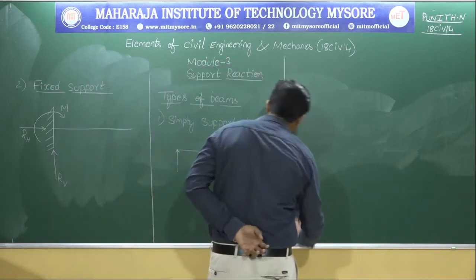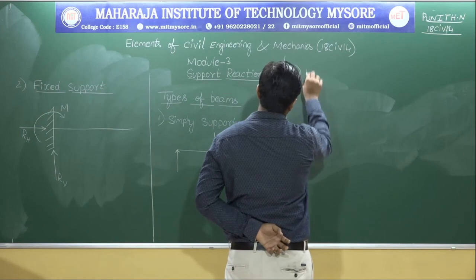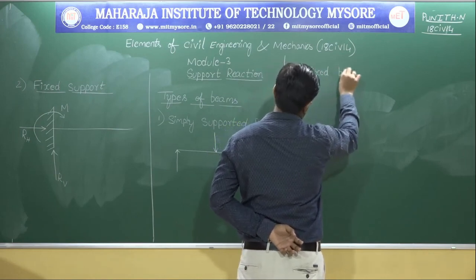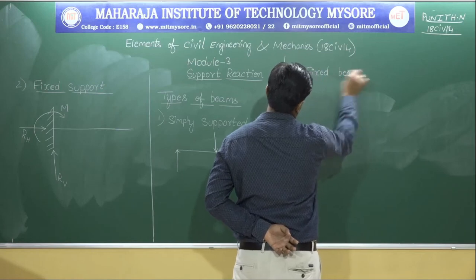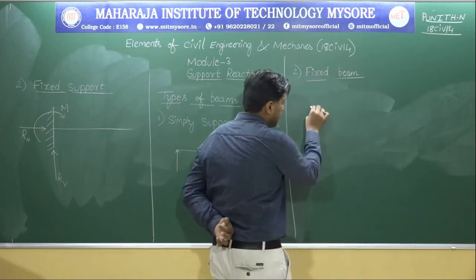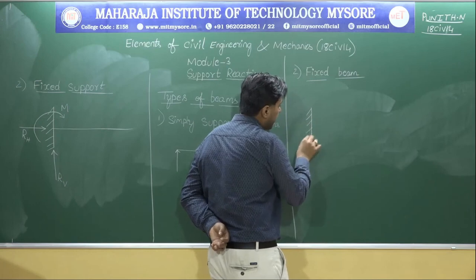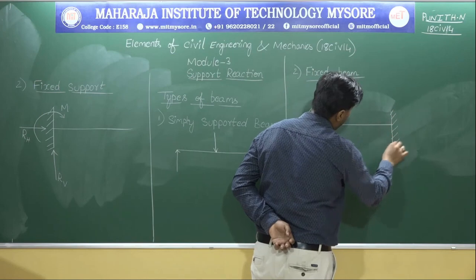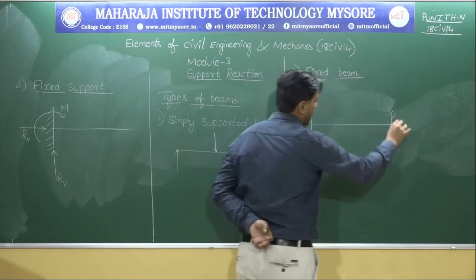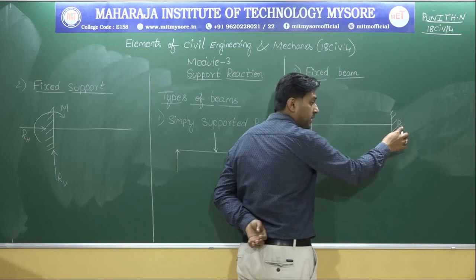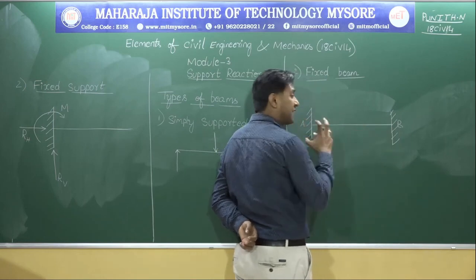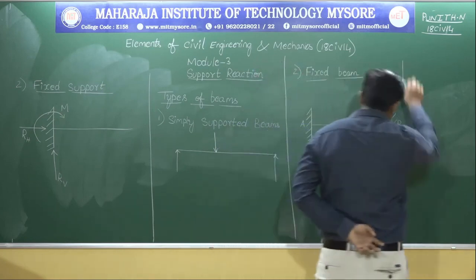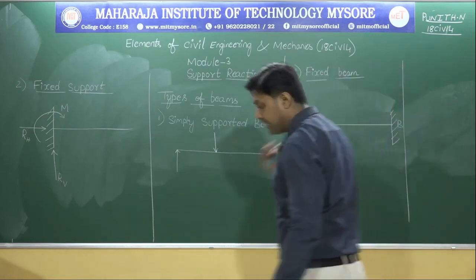Next, the second one is the fixed beam. Observe here. The two ends of the beam are fixed. If I call this A and this B, AB is a beam where the two ends are fixed.